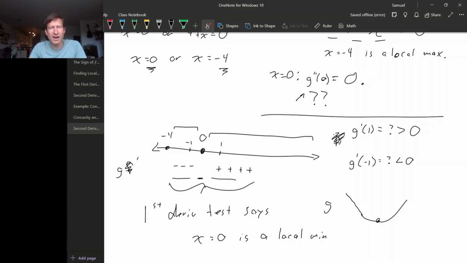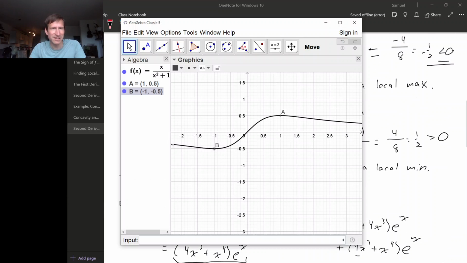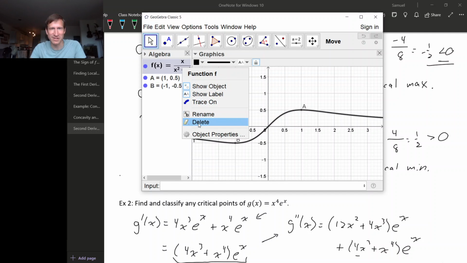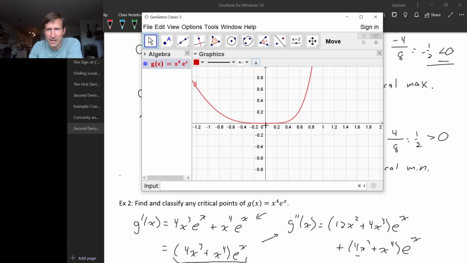Alright, so we can verify that this is right just by asking GeoGebra for a graph of this function. Let's just make sure that the graph that we get is compatible with what we found. So let's delete this one, and g of x is x to the 4th times e to the x. Alright, so here is our local minimum at x equals 0, and you can see why the second derivative test failed. The graph is so flat here that the second derivative is 0, and when the graph is so flat, concavity is essentially impossible to determine just from the second derivative at this single point.